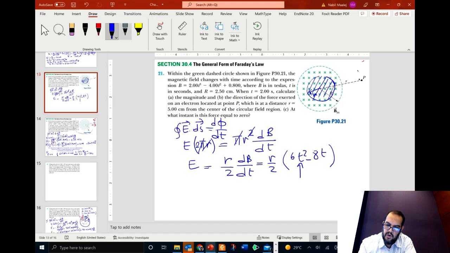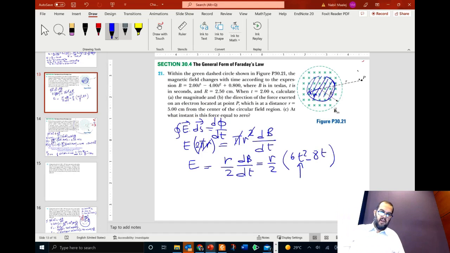And so you replace t at 2 seconds, and you will get the magnitude of the electric field. This is how we can apply the general Faraday's law, which says that a changing magnetic field will induce an electric field. Notice that at this point the electric field is induced even though there is no magnetic field here. The magnetic field is only in this region, but because it is changing, it is inducing an electric field here and also inside here. Any question about chapter 30?